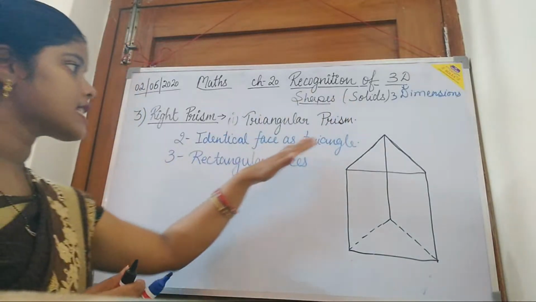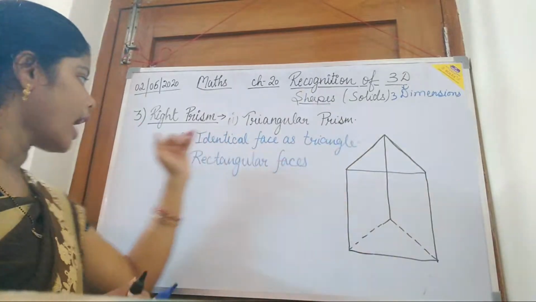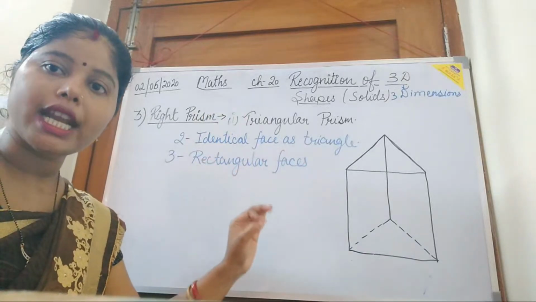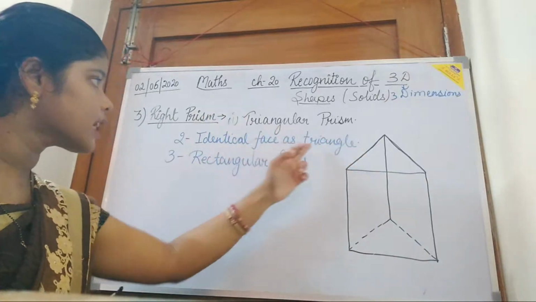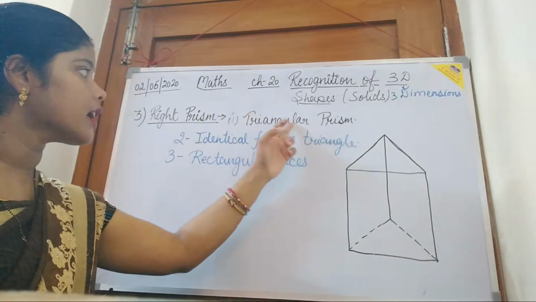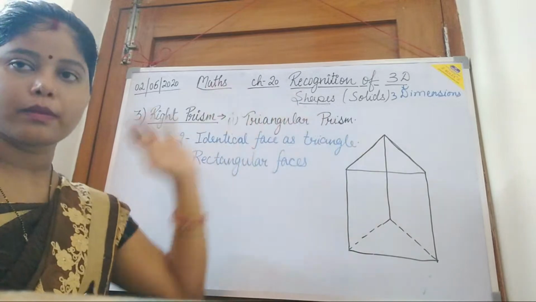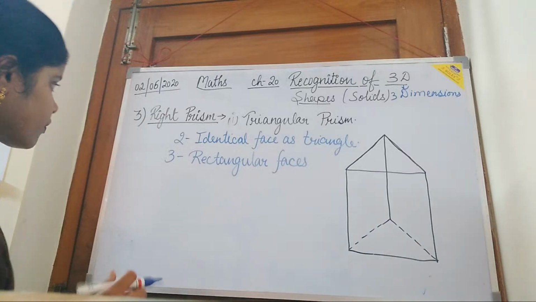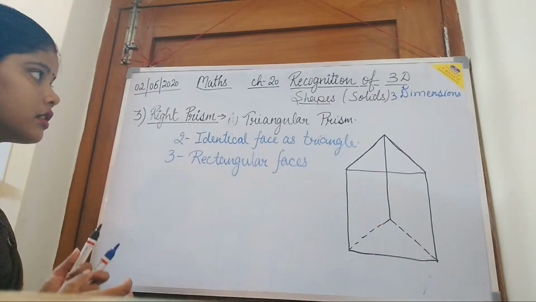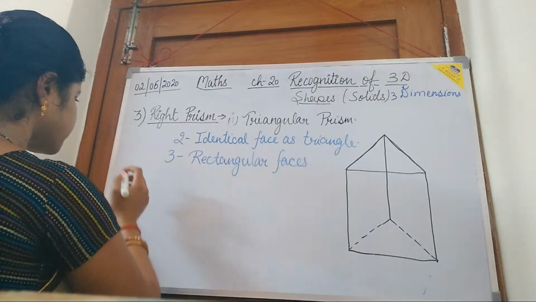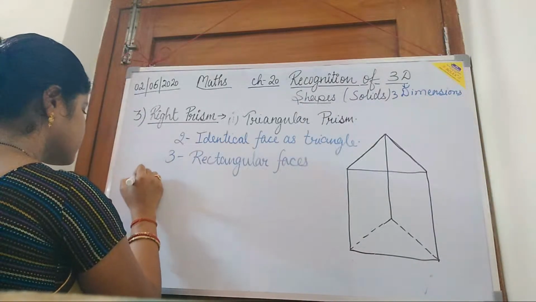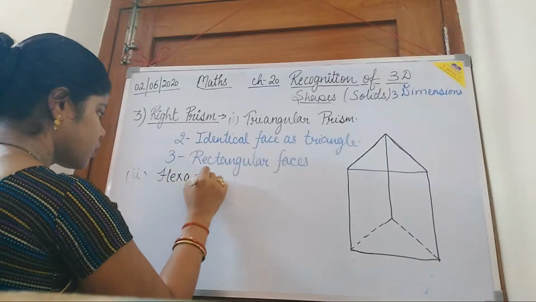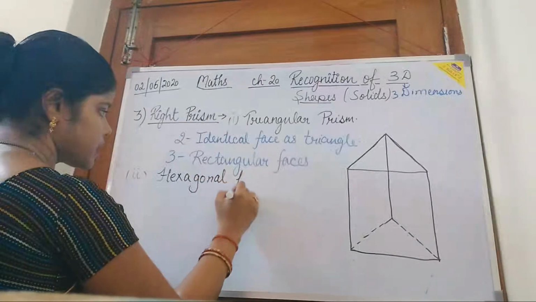So the identical face is a triangle and the other faces are rectangular. It is a right prism, but its name is based on its identical face. Here the identical face is a triangle, so that's why it is named a triangular prism. Similarly, we have another prism also, the second one: the hexagonal prism.